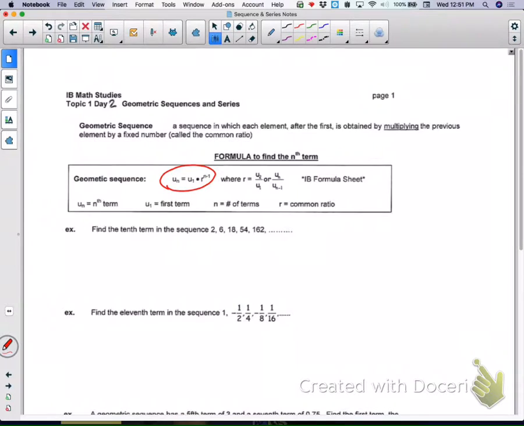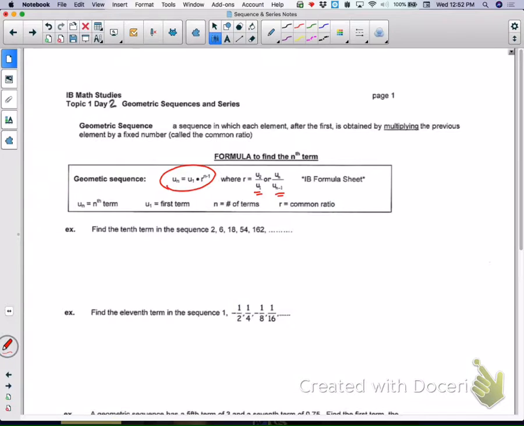Now, if you need help finding your r value, and this is something that pertains to a question in your homework, you're going to divide two consecutive terms. So it says here u sub 2 over u sub 1, but it's just any two terms that are next to each other. So if it's easier to do it a little further on out in your sequence, you can totally do that. And then all the letters stand for the same things that they did back in the arithmetic. So u sub n is your nth term, u sub 1 is the first term, n is the number of terms, but then r now is that common ratio.